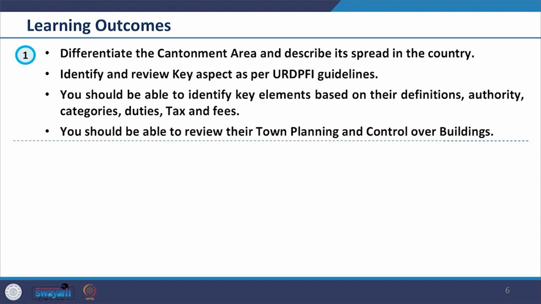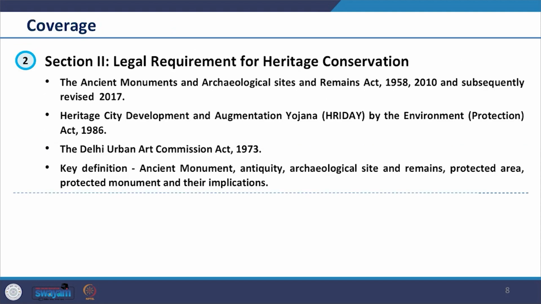In section 2, the coverage will include the Ancient Monument and Archaeological Sites and Remains Act of 1958, 2010 and subsequently revised in 2017. We will look at the Heritage City Development and Augmentation Yojana, the Environmental Protection Act 1986, as well as the Delhi Urban Arts Commission Act of 1973.